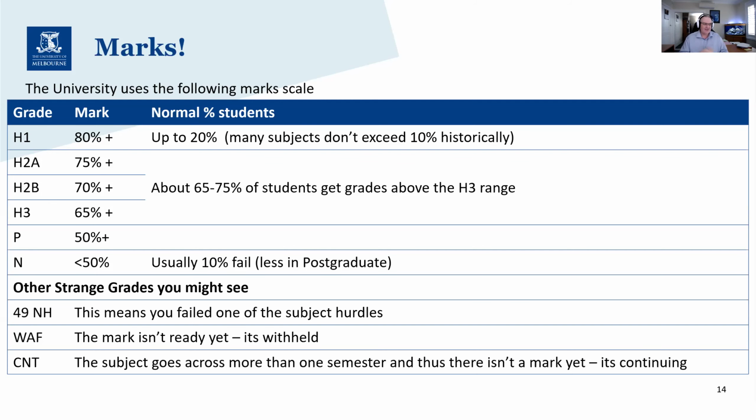Now, that mark is sometimes given if you've got an academic honesty issue. In other words, there's plagiarism possibly happening, and we'll talk about that in a little bit. Then there's a CNT mark, which means that for this subject, there's no mark because it continues into the next semester. Okay, and then at the end of the following semester, you'll get that mark.